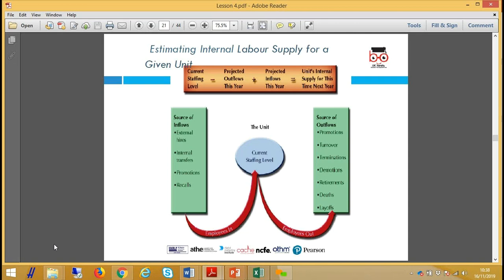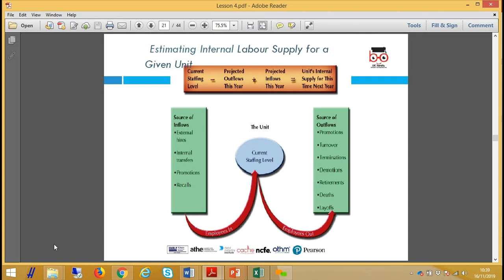So you need to look at your current staffing levels. How many employees do you have? You need to look at how many you estimate will leave this year, either due to retirement or people who have already put in their notice of resignation, or your normal average number of turnover you have in a year, whatever you want to use.